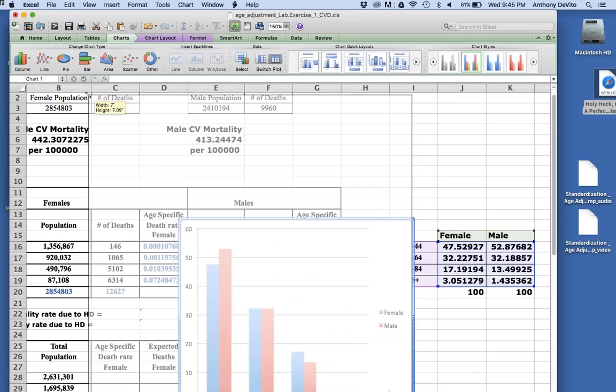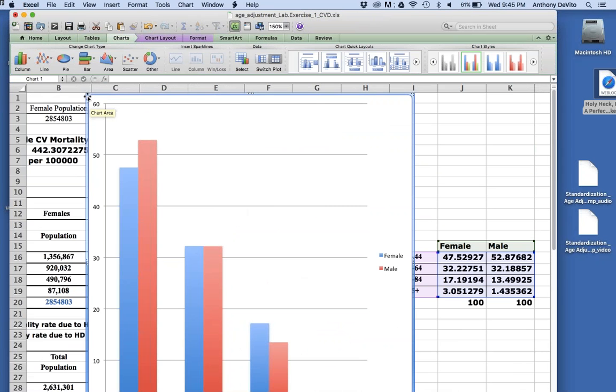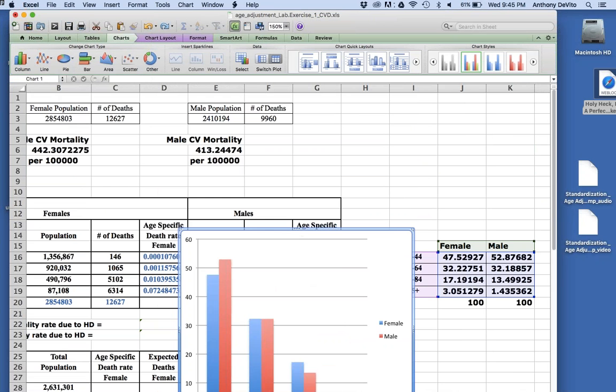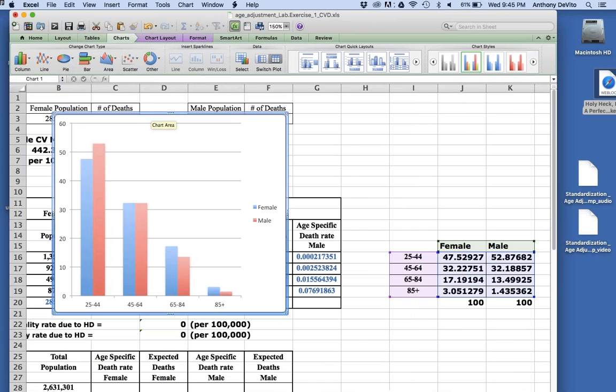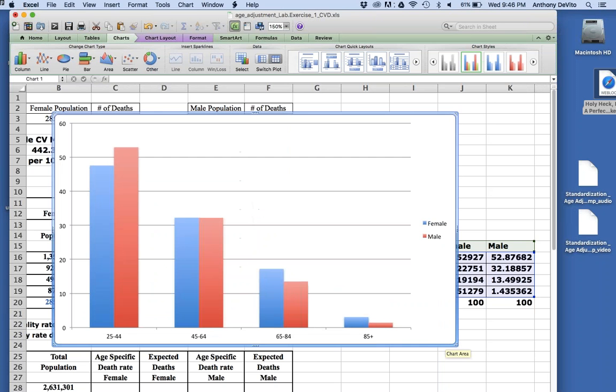Well, let's see what we got here. Whoops, didn't mean to do that. How about if I undo that? Yeah. Okay, let's see if I can do this. Okay, now we wound up with this very nice chart.